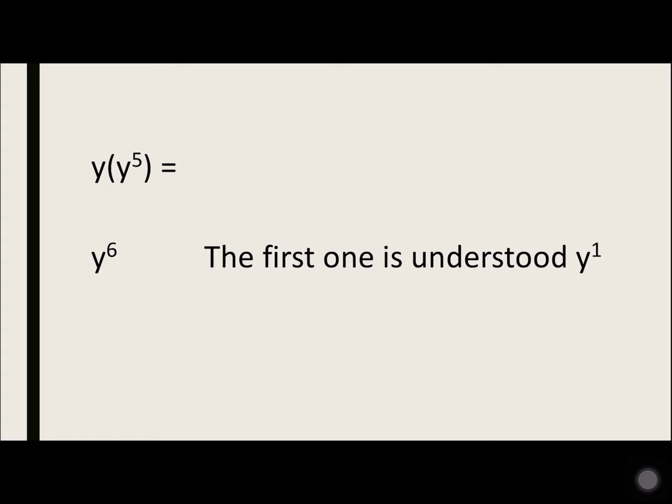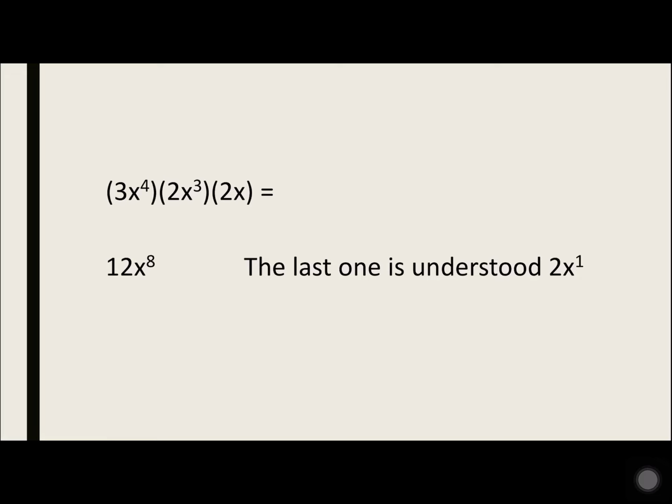Y times y to the fifth would be y to the sixth. The first one is understood y to the 1. So we would have 1, and then 5 more is 6 in all. 3x to the fourth times 2x cubed times 2x. 3 times 2 is 6 times the last 2 is 12. Add the exponents. 4 plus 3 plus the understood 1 is 8.